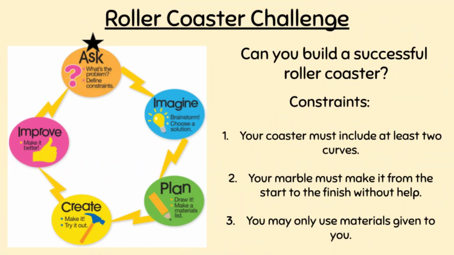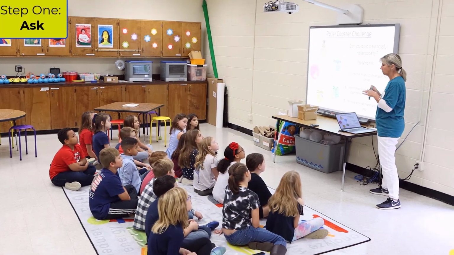Your coaster must include at least 2 curves. So it can't just be a hill coaster. It has to have 2 different curves. Okay, that is constraint number 1. Constraint number 2, you're actually going to be building a coaster for a marble. So we're not going to use cars this time. We're going to use marbles.